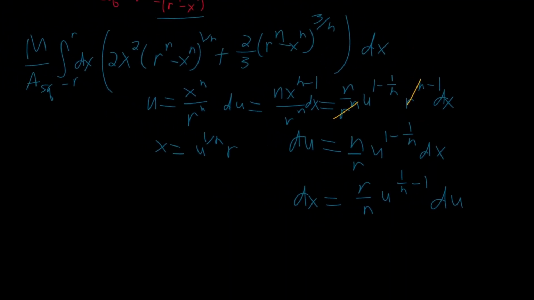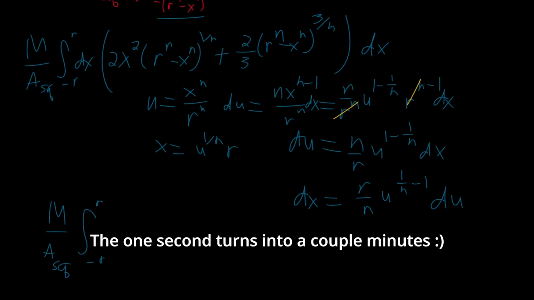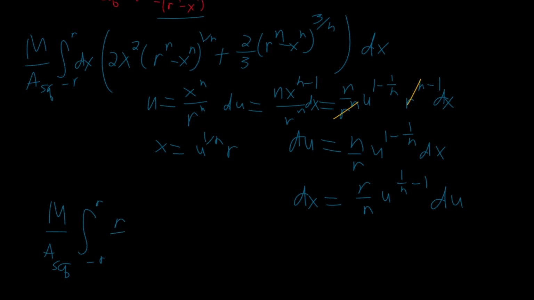So what we have now is m over a, the area of our squircle, times our integral from negative r to r. I'll deal with the bounds in a second. And then we have our r over n. I like how they wrote the dx twice, that's funny. I write the du at the end this time. Then we have our u to the 1 over n. I should distribute it, so open parentheses, u to the 1 over n minus 1.